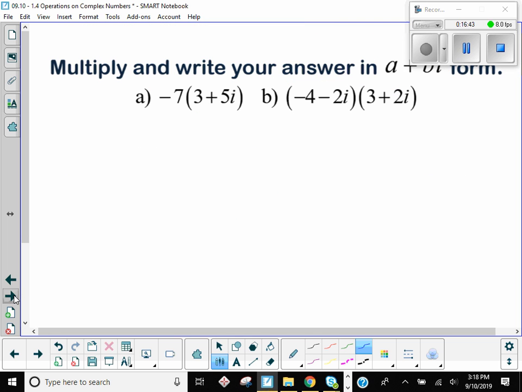This very first example doesn't have an i squared, it's just distributive. It's one of the easiest things you're going to do. Go. 3 seconds.